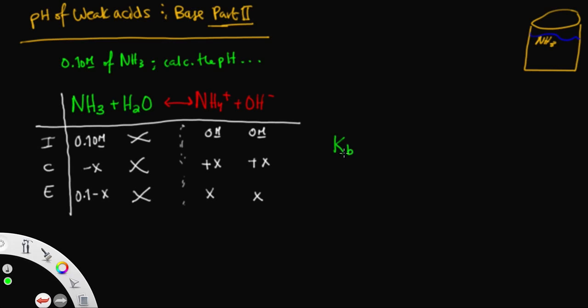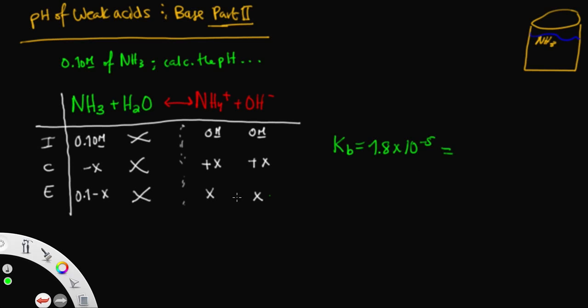So our Kb should be given to us, and if it's not given to you, it should be in the back of your book if this is a homework problem that was assigned. But our base constant for NH3, for ammonia, is 1.8 times 10 to the power of negative 5.